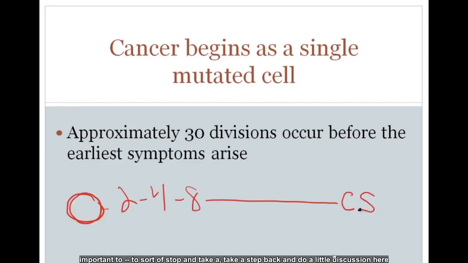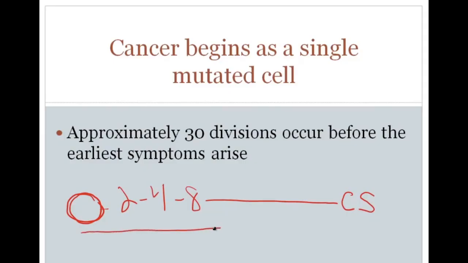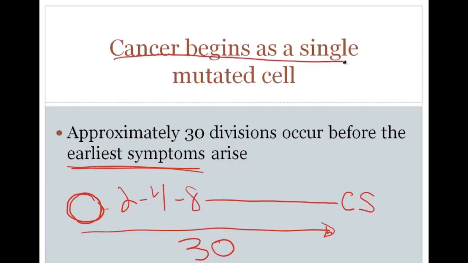And so one of the things that examiners like you to know is how many divisions have to occur before the average tumor reveals clinical symptoms. And the answer is that there are about 30 divisions that will occur before the earliest clinical symptoms arise in cancer. So that's one important point, and that's what I've stated here. Cancer begins as a single mutated cell, and then there's about 30 divisions before the earliest clinical symptoms arise.